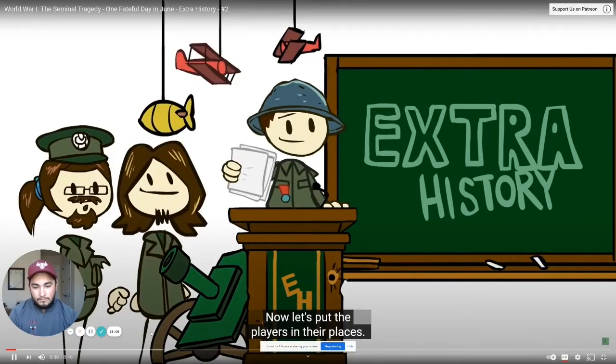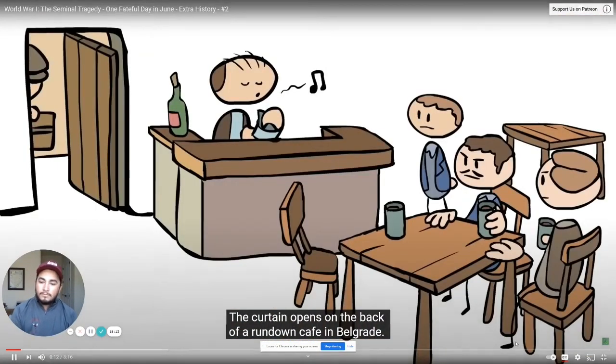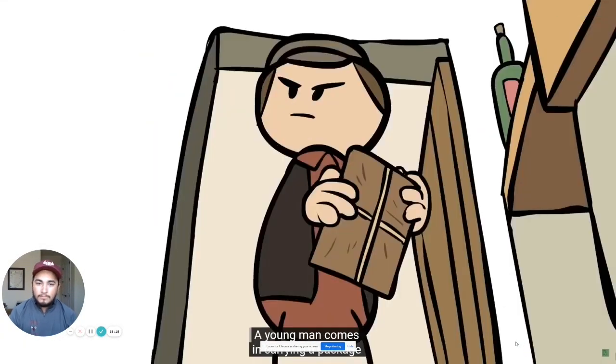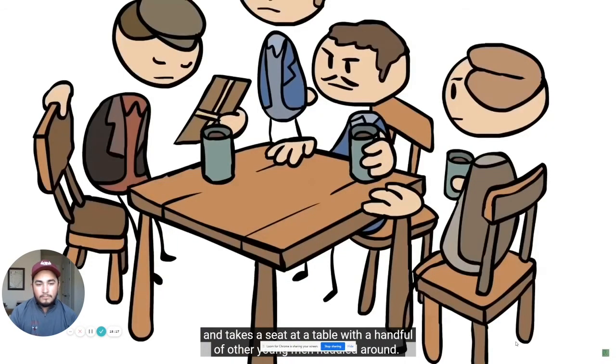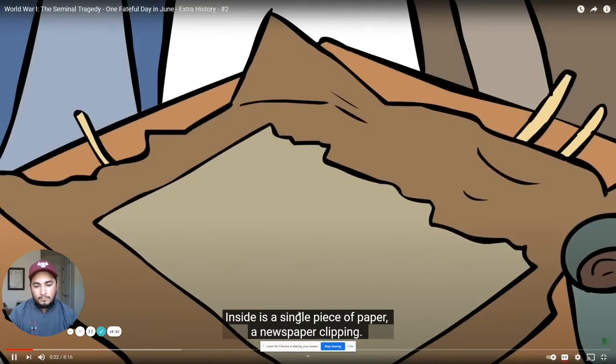Alright, the stage is set. Now let's put the players in their places. The curtain opens on the back of a rundown cafe in Belgrade. A young man comes in carrying a package and takes a seat at a table with a handful of other young men huddled around. They still to a hush as he opens the package.